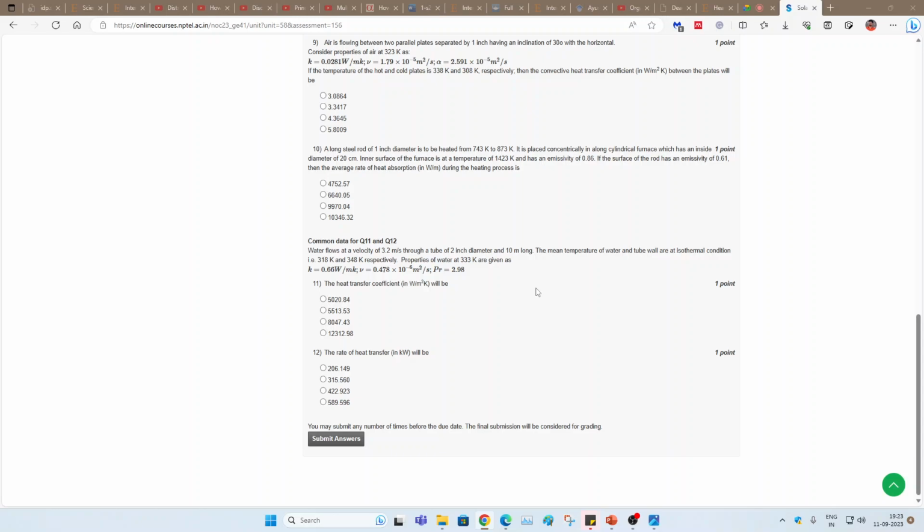After obtaining the Reynolds number, do one thing. The mean temperature on the tube wall is given, so get a mean temperature, like an average temperature, from these two. After getting the average temperature and Reynolds number, now you know the Dittus-Boelter equation, the relation between Nusselt number, Reynolds number and Prandtl number. So write down the relation for the Dittus-Boelter equation.